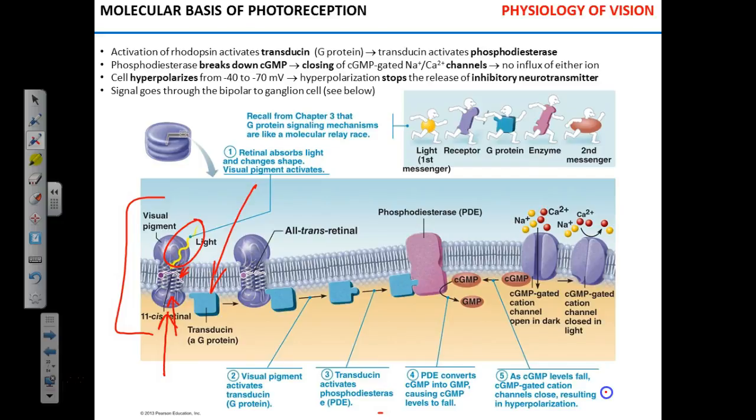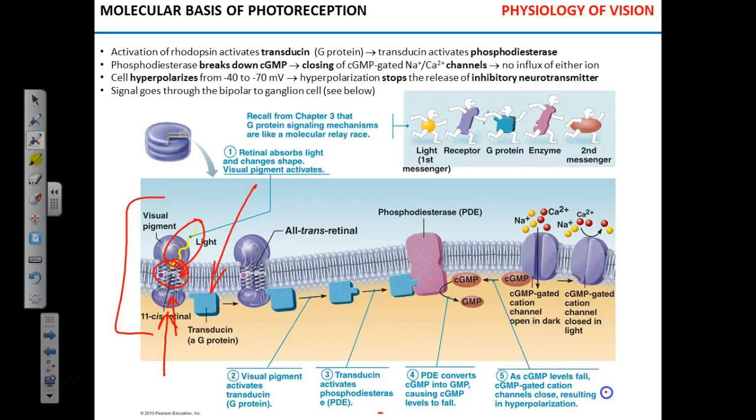Remember, we talked about two different types of receptors on postsynaptic neurons. One is ionotropic, ion channels, and one is metabotropic. So this is the type of metabotropic receptor. That's a slower one.